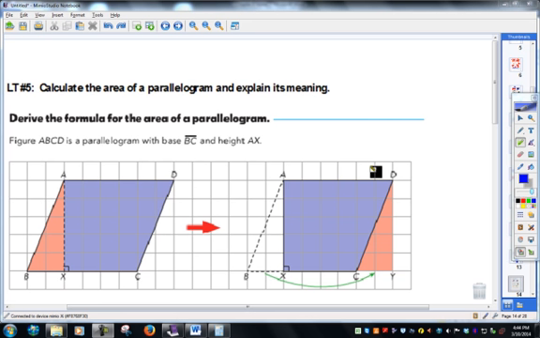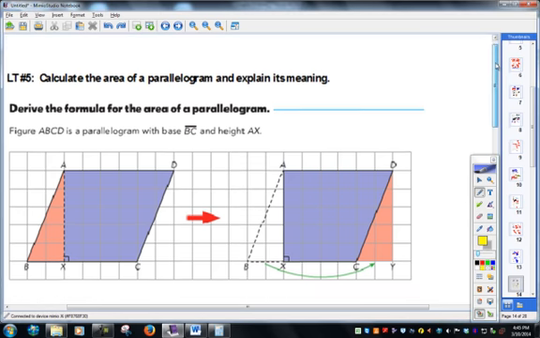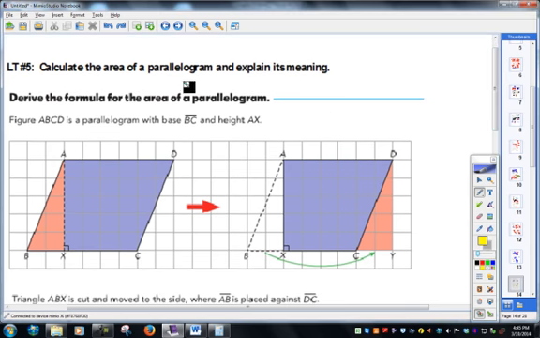Alright, welcome to the Learning Target number 5 video. We are on right around page 14, I think, somewhere around in there. Okay, calculate the area of a parallelogram and explain its meaning.